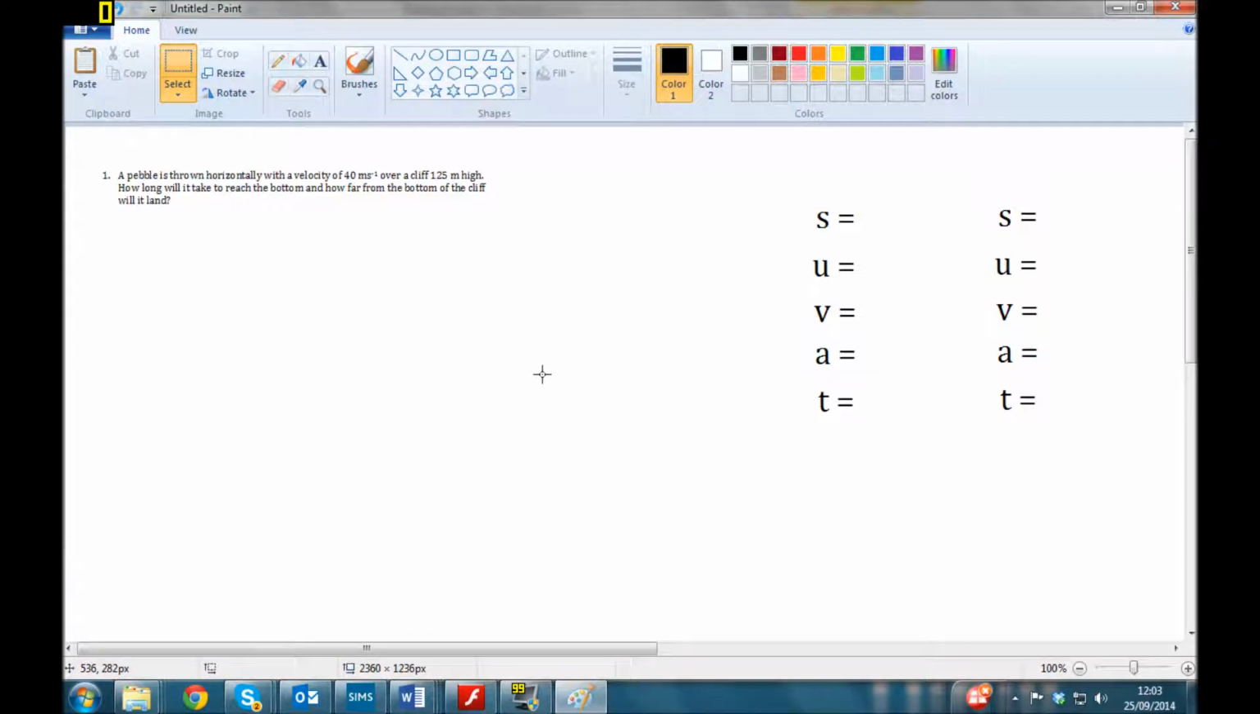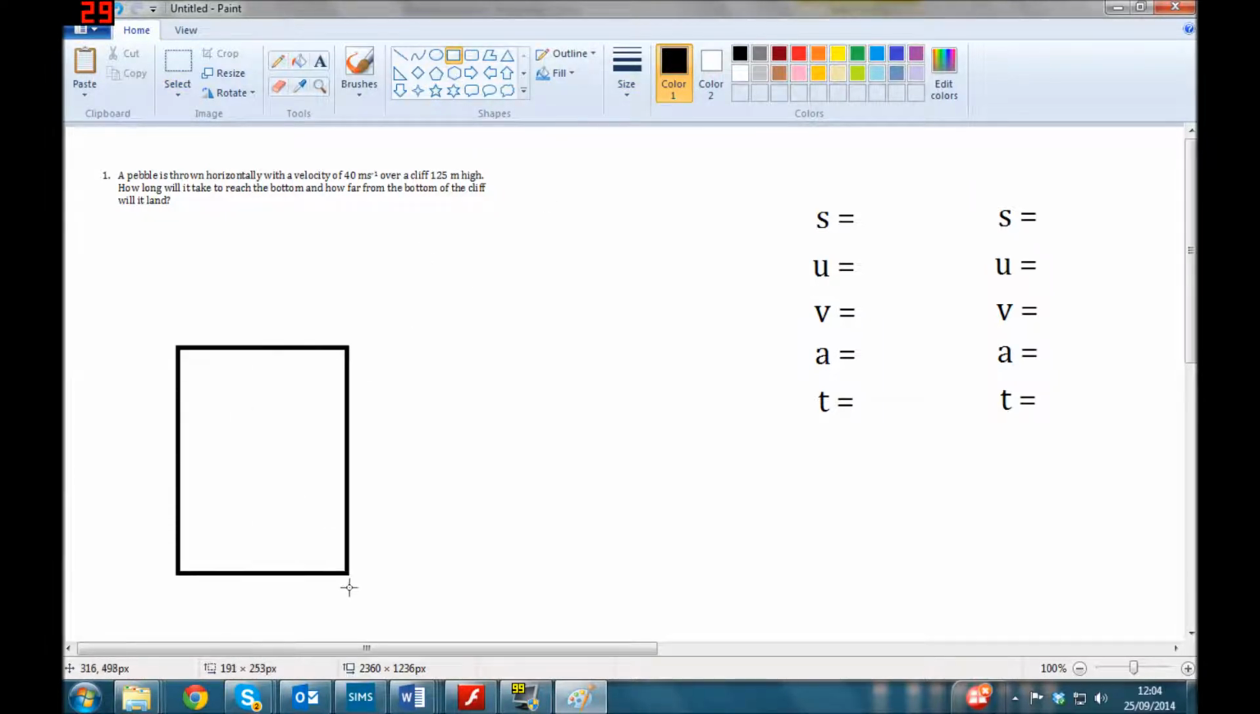I want to talk about this question 1, that's from the worksheet you were doing today in class. So I'll read it first in case it's too small. A pebble is thrown horizontally with a velocity of 40 meters per second over a cliff 125 meters high. What that actually means is that the cliff itself is 125 meters high and you're on top of it.